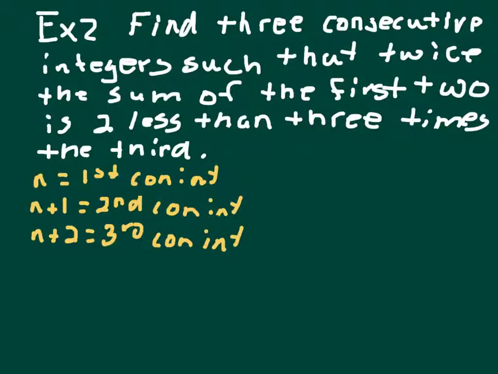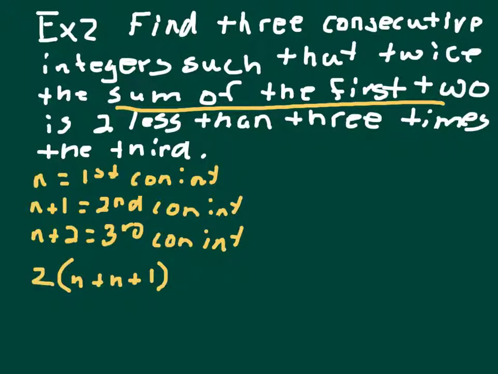Find 3 consecutive integers such that twice the sum. So I'm going to add the first 2 integers, and I'm going to take twice that. So I'm going to add n plus n plus 1, and I'm going to take twice whatever that total is. I'm going to take twice that sum, so it's in parentheses. So I'm going to take twice the sum of the first 2, which is n plus 1, double that, or take it times 2, is, equal sign, 2 less than 3 times the third.